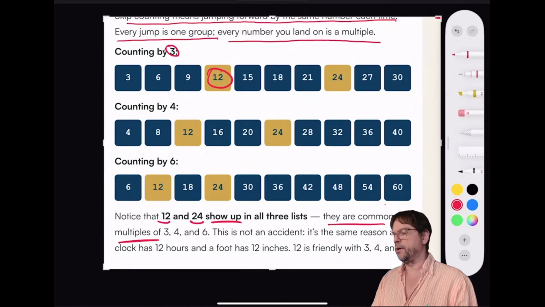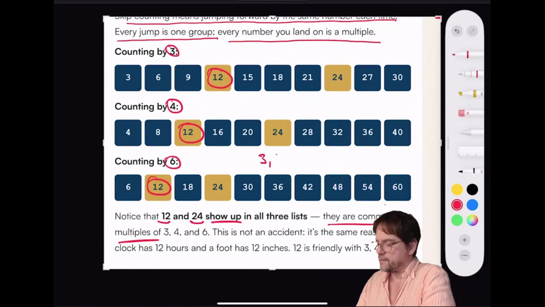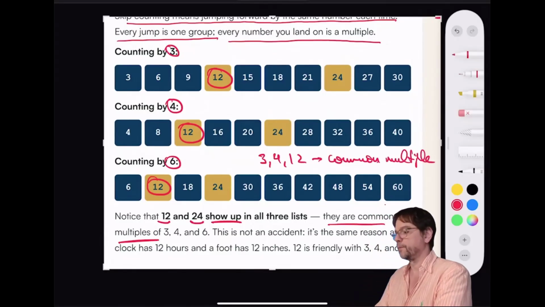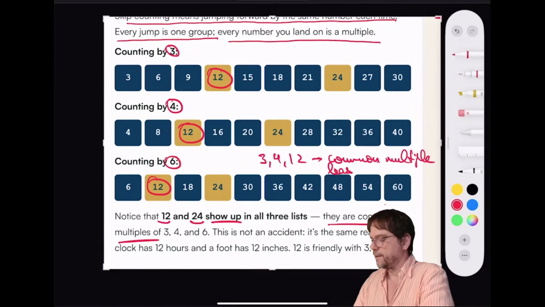12 is a multiple of 3. Do you agree? 12 is a multiple of 4. And 12 is a multiple of 6. So 3, 4, and 6 have a common multiple, 12. Do you agree? And in this case, it is the least common multiple.